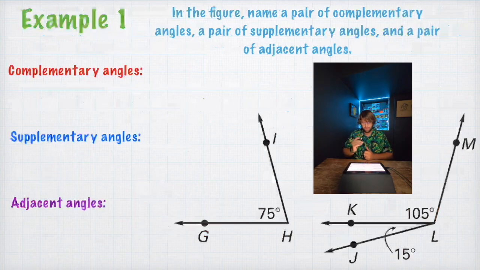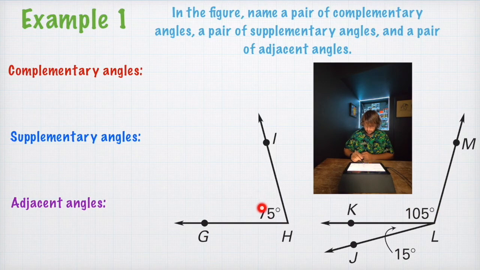Example 1. In the figure, name a pair of complementary angles, a pair of supplementary angles, and a pair of adjacent angles. So, for complementary angles, we are looking for two angles that add up to 90 degrees. So if we take a look here, we have 75, 105, and 15 degrees for these angle measures. So we can notice that 75 plus 15 will equal our 90 degrees.